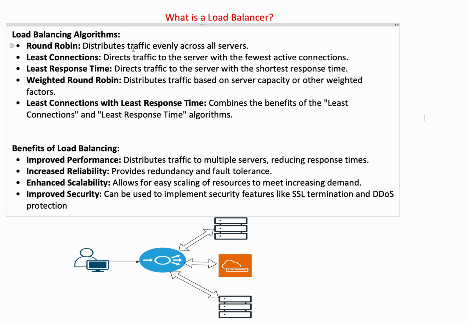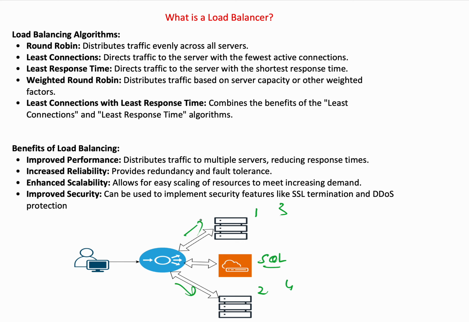What are the balancing algorithms? First one, round robin. Distribute traffic evenly across servers. That is what I said. Basically, one, two, three, four. Got it? Equal traffic. This is anyway SQL server, so it doesn't matter. If you want to access something from the SQL server, it will just send it to the SQL server directly. So the web servers, Web 1 and Web 2, will not be requested for any traffic.